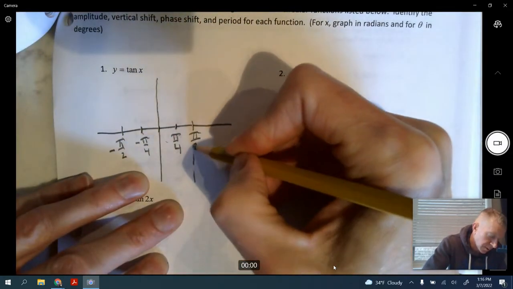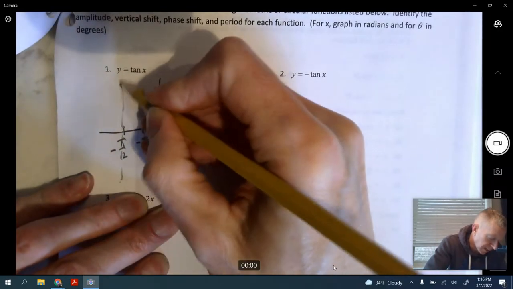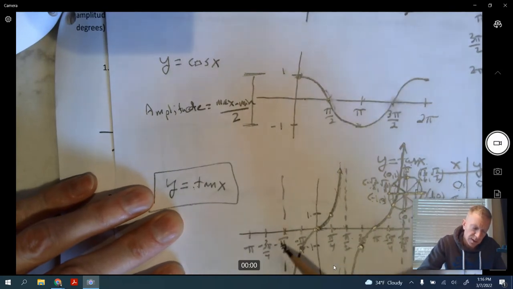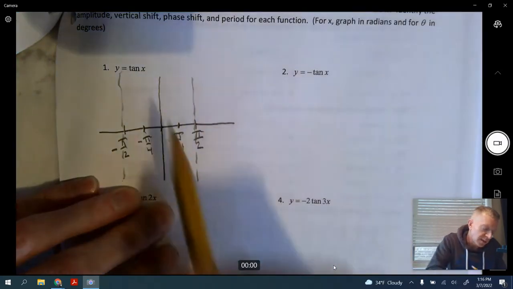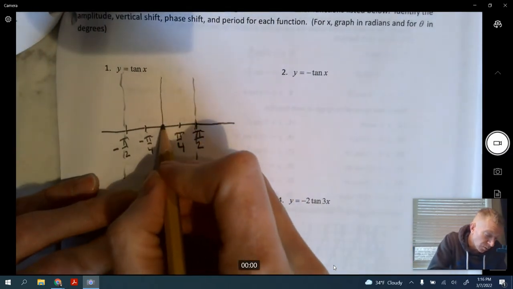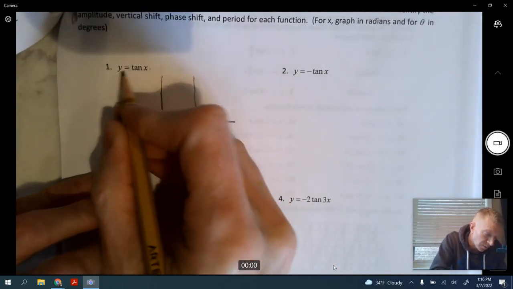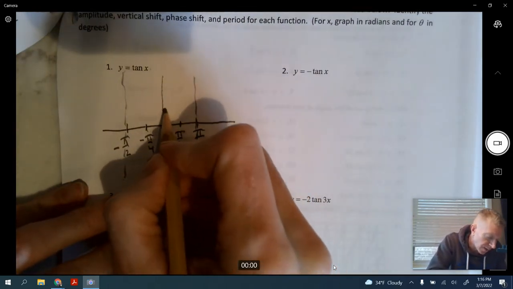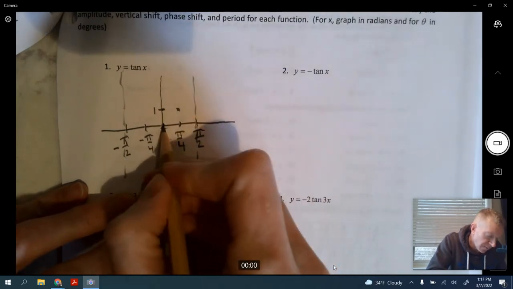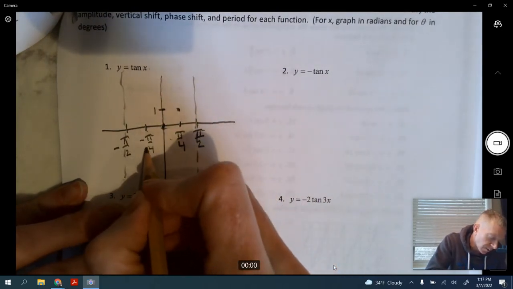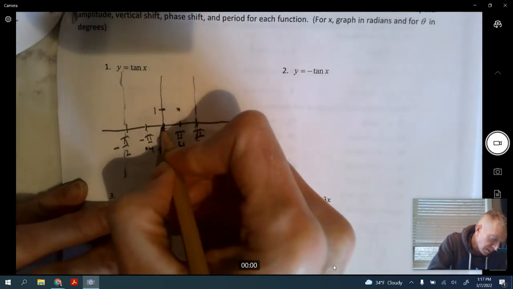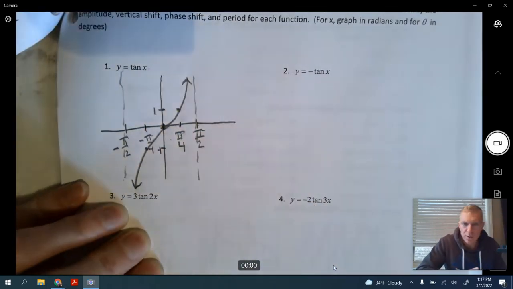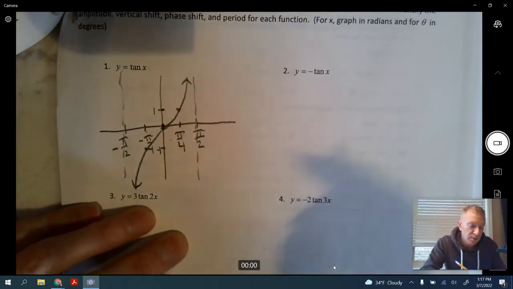We know our asymptotes are at pi over 2 and negative pi over 2. Remember, I'm doing this from your parent function. Pi over 2 and negative pi over 2 are your two vertical asymptotes. And then our graph is going to go right through the center. The tangent of 0 is 0, so it's going to go through 0, 0. Halfway to our asymptote, we're at a y value of 1. Halfway to the other asymptote, we're at a y value of negative 1. And you've got your tangent function. You only have to draw one cycle, okay? Now let's look at the next one.